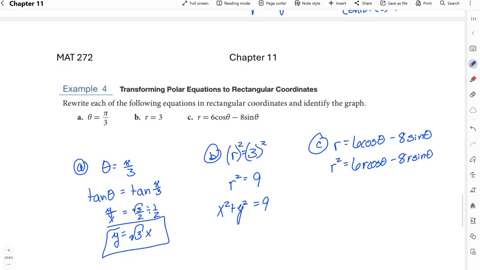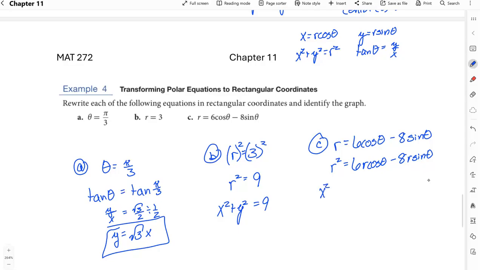You just have to figure out, what do I do to get back to those things I know? X equals r cosine of theta. Y equals r sine of theta. X squared plus y squared is equal to r squared. And tangent of theta is equal to y over x. So it's just manipulating what you have to force it into one of these substitutions.